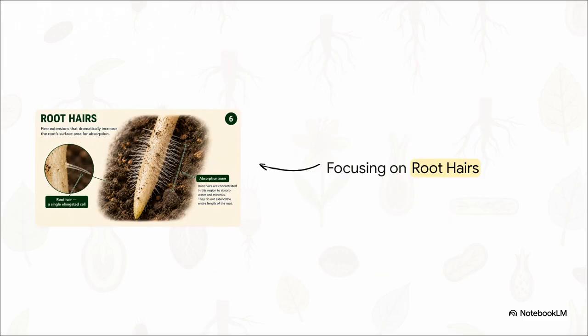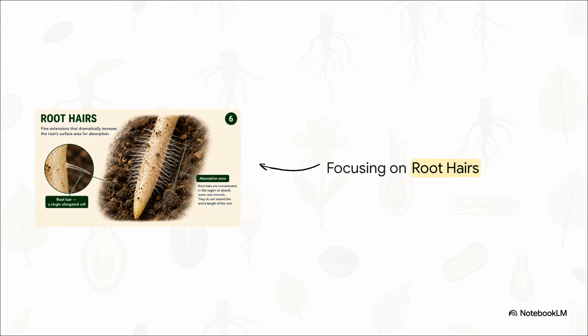Okay, zooming in way closer now. Let's examine the actual surface of these roots. See those fine little extensions? Those are root hairs. And what's absolutely fascinating here is that each one of these hairs is actually just a single, incredibly elongated cell. Literally one cell. Their primary job is to dramatically increase the root's surface area, acting like microscopic sponges to maximize the absorption of water and minerals.